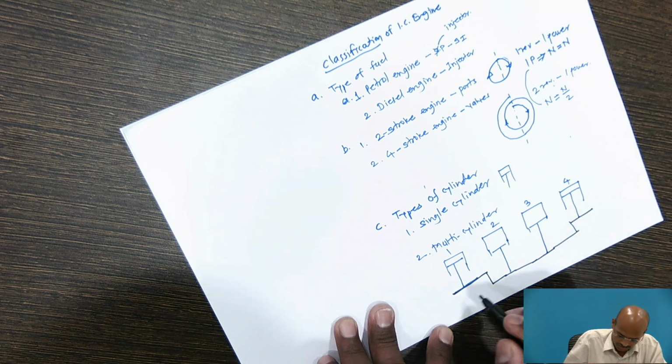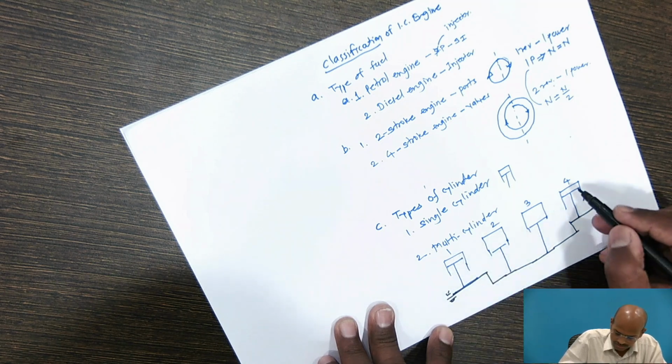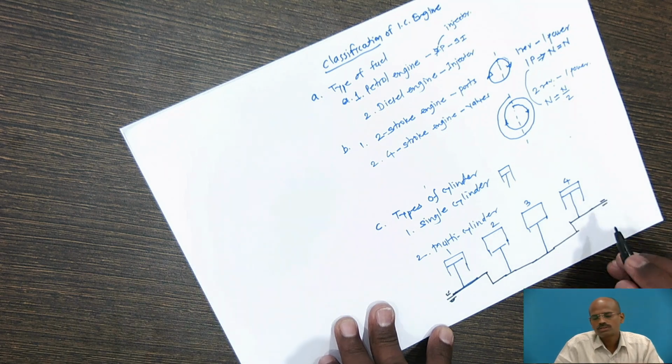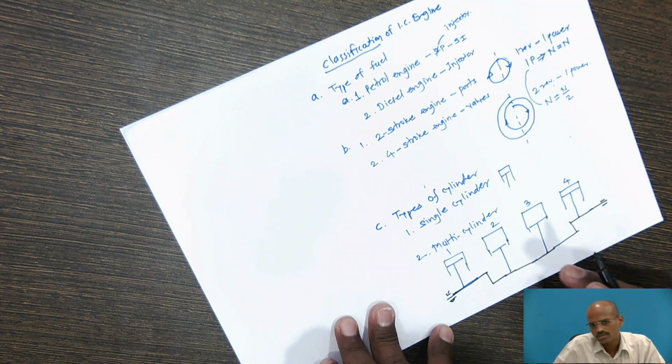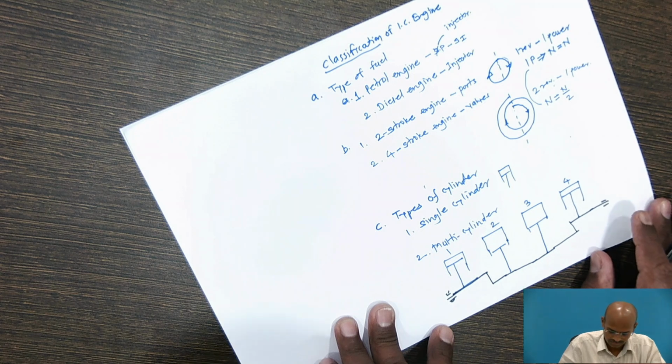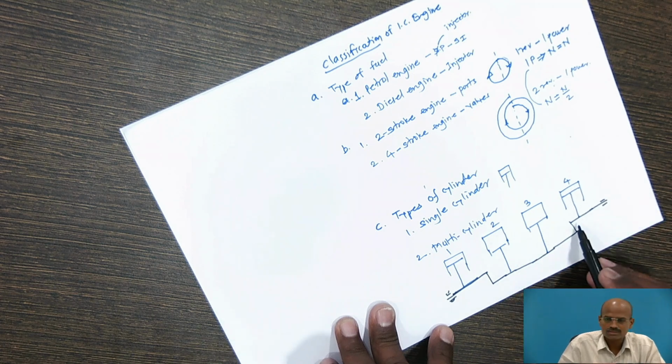So it depends upon the firing order. Here the firing order, as I told, is 1, 4, 2, 3. So you think over the firing order 1, 3, 2, 4 and try to draw such a line diagram. Okay, so these are called multi-cylinder engines. Multi-cylinder inline engines are perfectly balanced engines.